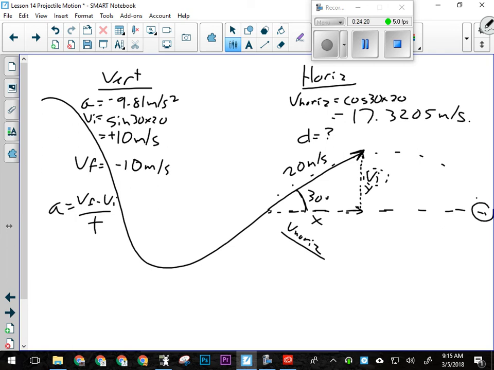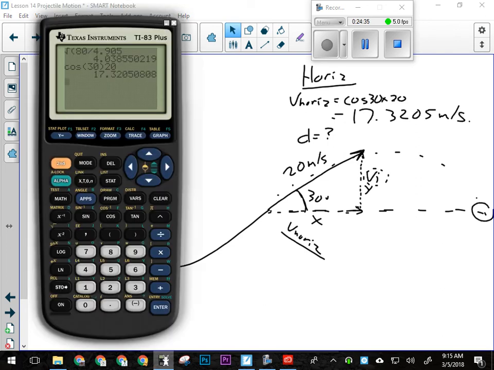Right? I have all the information in there except for T, and that's what I'm looking for. So time will be negative 10 minus 10 over negative 9.81. Okay, so that's going to be negative 20 divided by negative 9.81. If you ever get a negative time, you know you forgot a negative somewhere. On this, you shouldn't get a negative time.